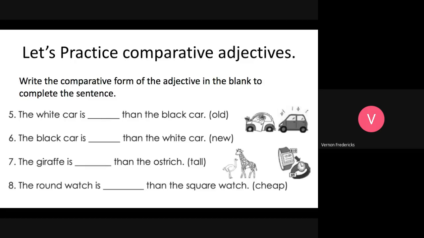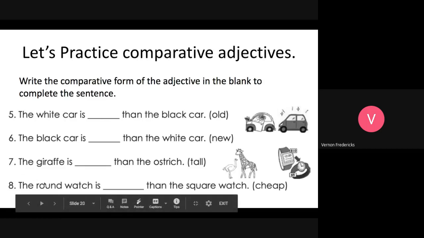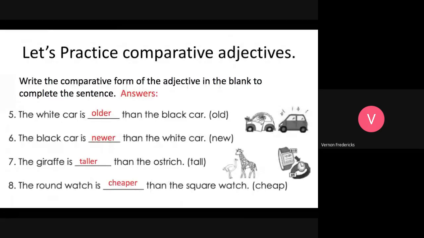Okay, so students, what do you have for the answers for five, six, seven, eight? Let's have a look at the answers. The white car is older than the black car. Yes. Number six, the black car is newer than the white car. Again, old and new, one syllable words.